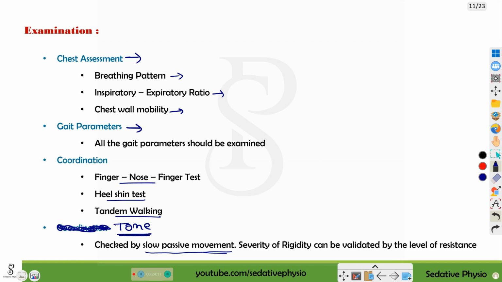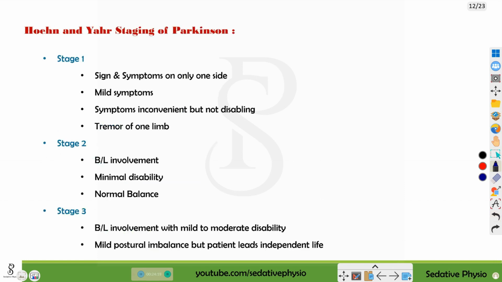Now after the tone, we have to go for the staging of the patient. Okay, now this is very important. Staging of the patient is very important to decide the treatment protocol. Through the staging of the patient, we can also check for the severity of the patient. Starting from stage 1, it includes the signs and symptoms on only one side. It means it is unilateral, it is not bilateral. It is either on the left side or on the right side.